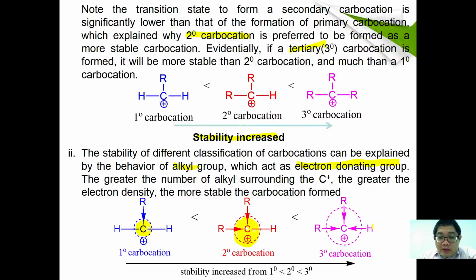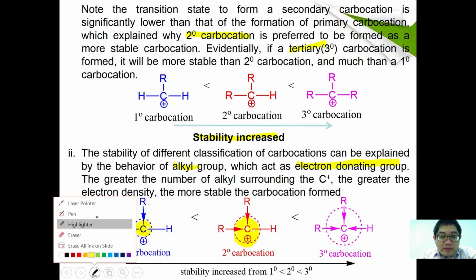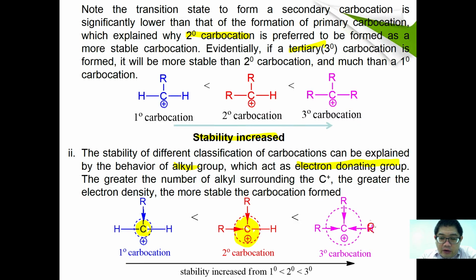If it is a tertiary carbocation, where this is actually R, not H, the electron density is increased much more. Imagine that if you have a great electron density, the carbocation is the most stable because it is rich in electrons. That is why the tertiary carbocation is the most stable carbocation that we have here. Hopefully that helps you understand why, in regioselectivity, the hydrogen will preferably attack the carbon with more H's.